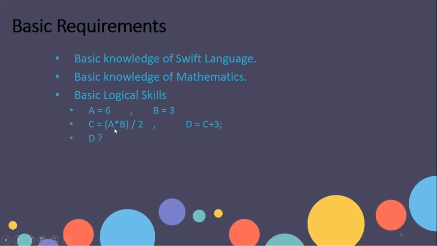So c will be equal to a into b. 6 multiplied by 3 is 18, divided by 2 is 9, and d is 9 plus 3 which is equal to 12. So d will be equal to 12. This kind of basic logical skills you require before signing up for this course.